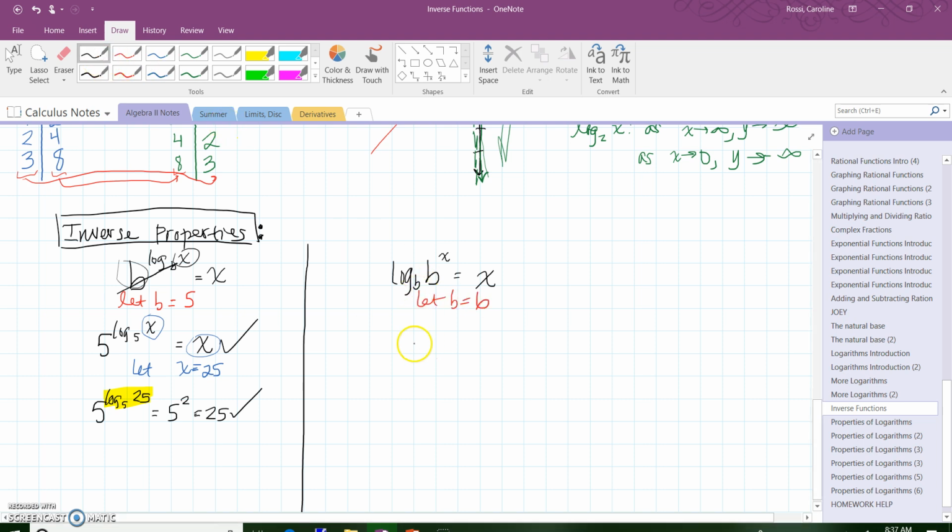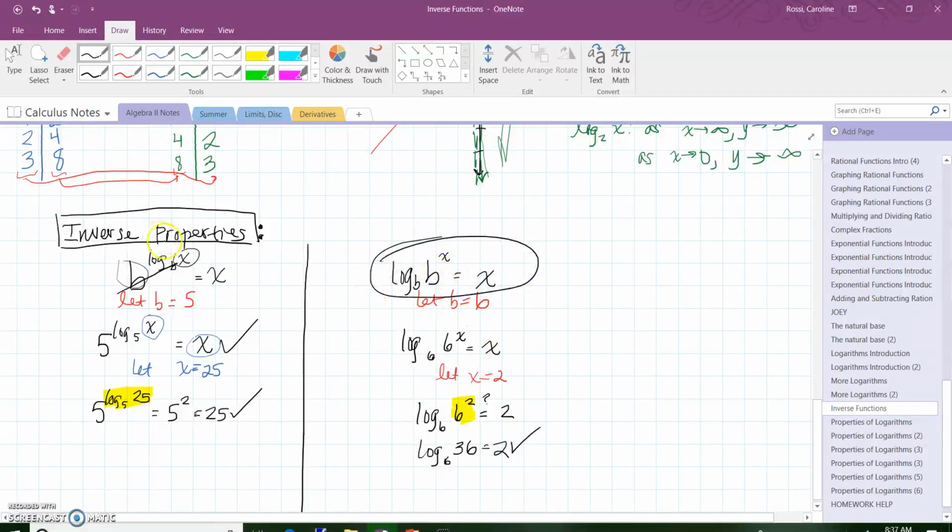So let's rewrite this here. That would now say log base 6 of 6 to the x. Let's see if it is actually x. This time, let's let x equal 2. And let's see if this makes sense. Log base 6 of 6 to the second power, does it equal 2? Let's start on the inside here. 6 squared is 36. And is log base 6 of 36 2? Well, what power does 6 need to get to 36? It is, in fact, 2.